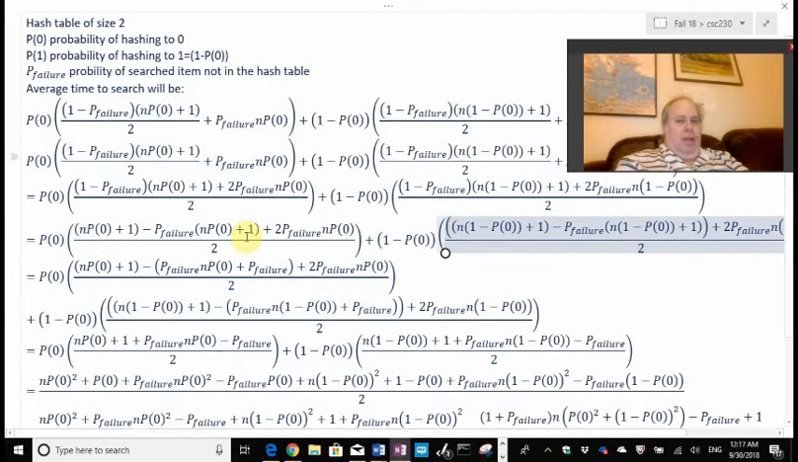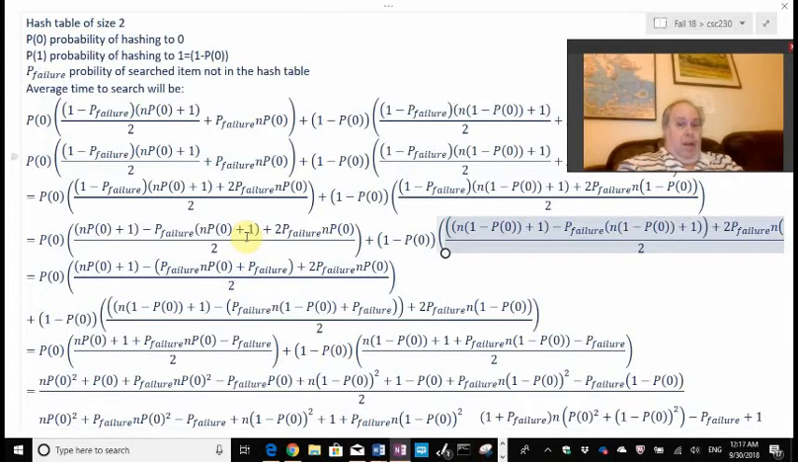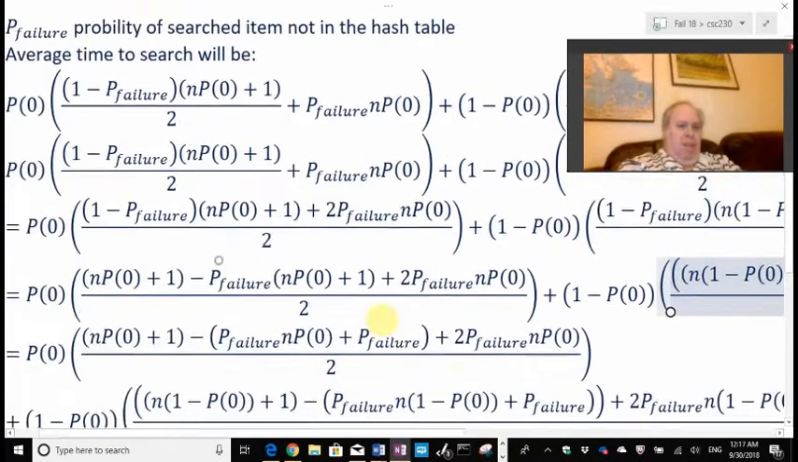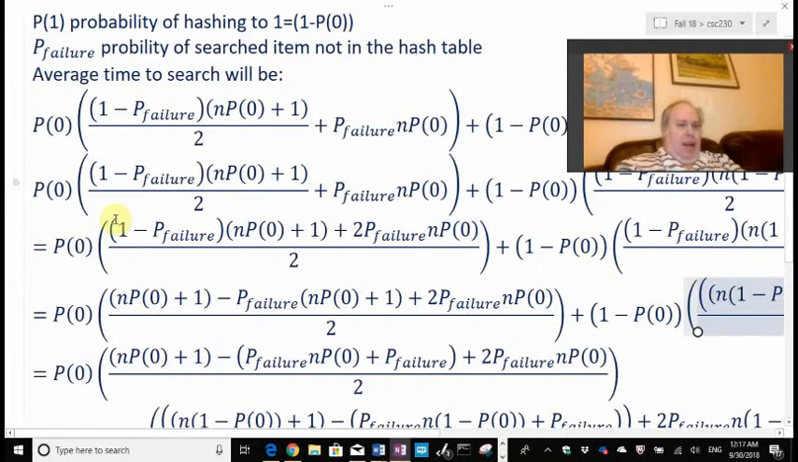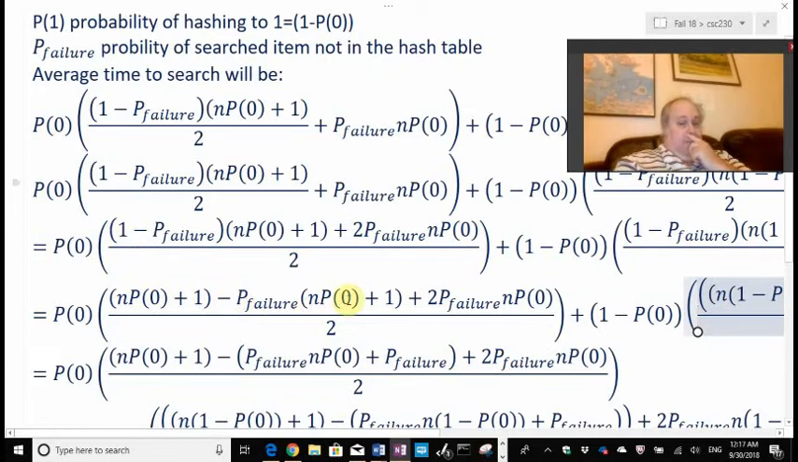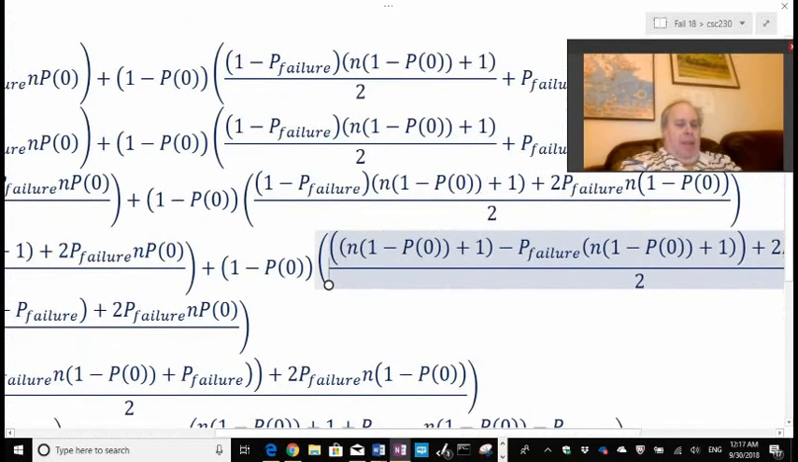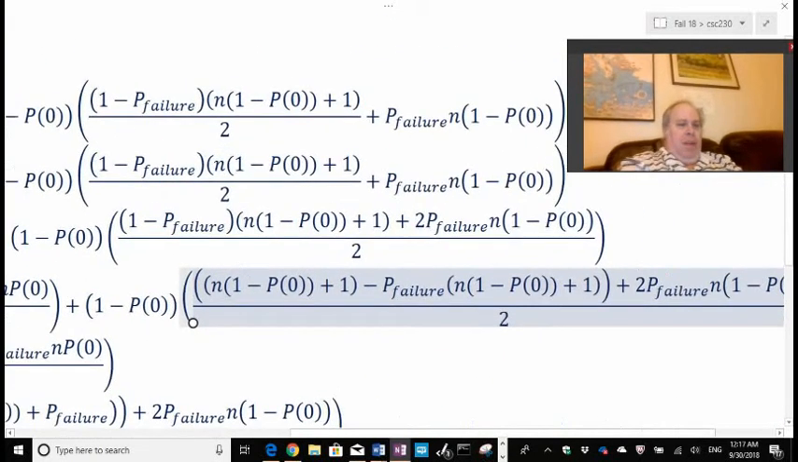What I did is I started doing some like term combining. First, I do some distributing. I take this 1 minus P of failure over here, and I take this n P of 0 plus 1, and I multiply by 1, and I subtract P of failure. So I distribute that. So far nothing very interesting is happening, but that's okay. And I do the same thing with the other term, distributing it to 1 minus P of failure over here.